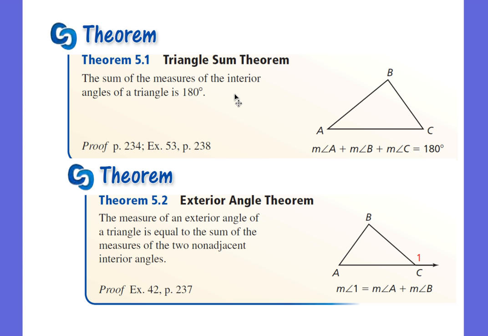Now, we also have a very interesting one known as the exterior angles theorem. The exterior angle of a triangle, remember, exterior meaning outside, is equal to the sum of the two opposing interior angles. So angle 1 is equal to A plus B, the interior A and the interior B. Keep that in mind.